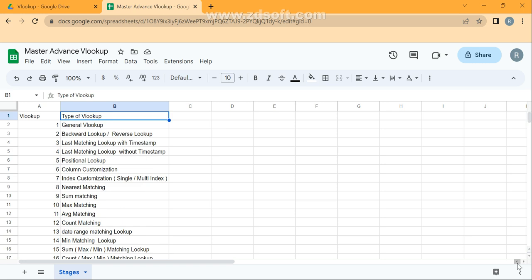I'm going to start from very basic VLOOKUP to advanced VLOOKUP. There are many kinds of VLOOKUP parts like general VLOOKUP, backward or reverse VLOOKUP, last matching lookup with timestamp, without timestamp, positional VLOOKUP, and so many more things.